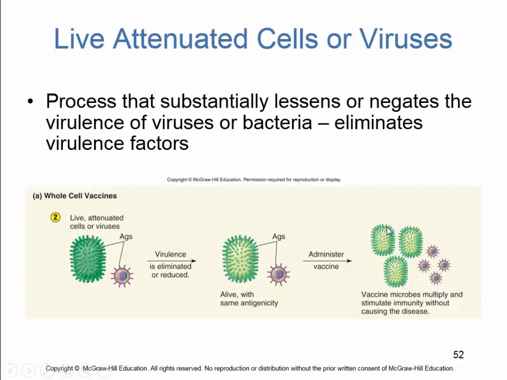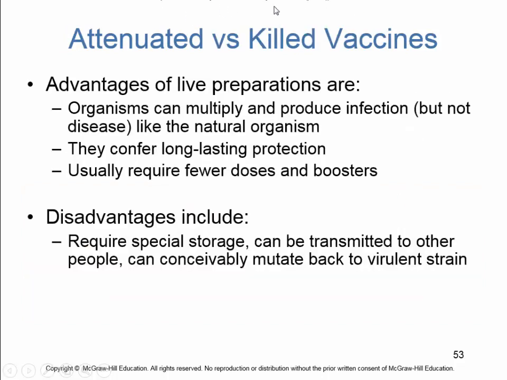Attenuated versus heat-killed vaccines. The advantages of these live vaccines is that they multiply and produce, and so they elicit a robust immune response. They confer a long-lasting protection, and they do so with fewer doses and fewer boosters. However, the disadvantages include special storage such as refrigeration, and they could potentially be transmitted to other people or mutate back to a virulent strain.